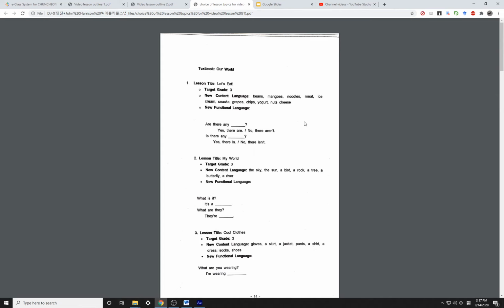And then in the functional language, we have two questions and their responses, positive and negative. Are there any blank? The content language would plug into this. Is there any blank? Sometimes we use are, sometimes we use is. Why is that? You'll need to try to explain that. And then we have the appropriate responses to both.